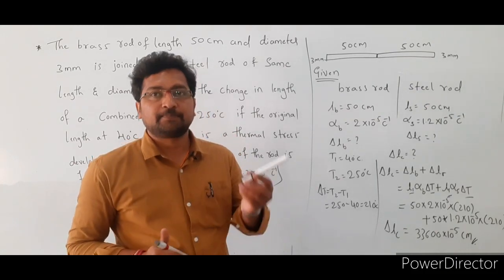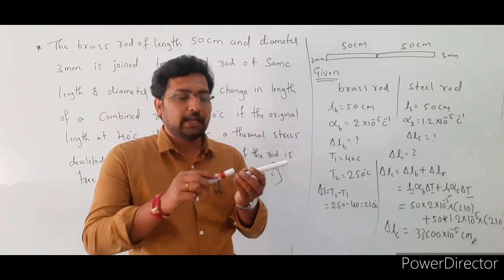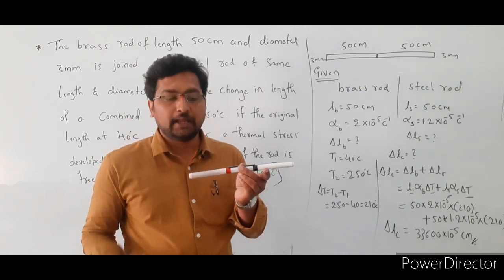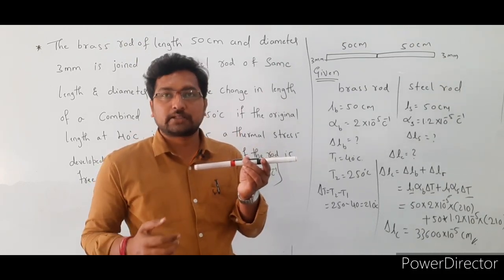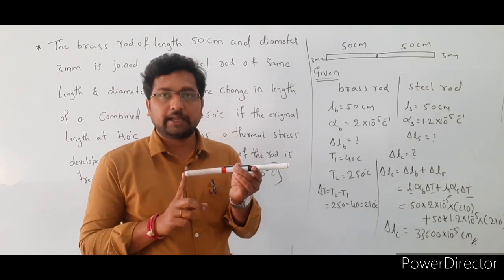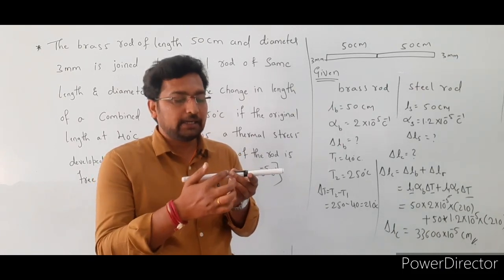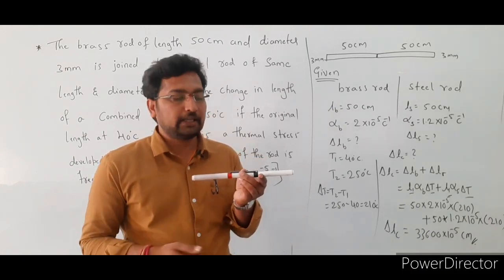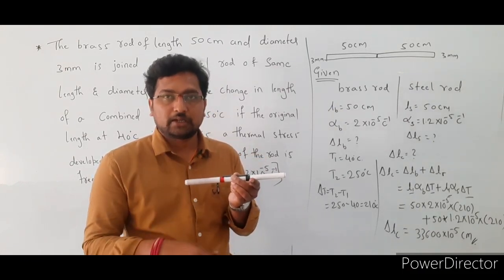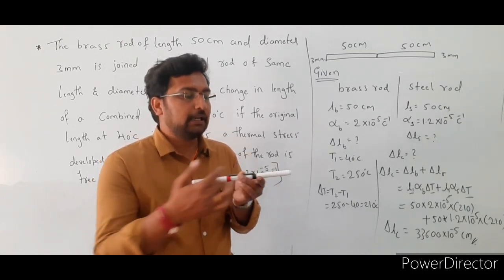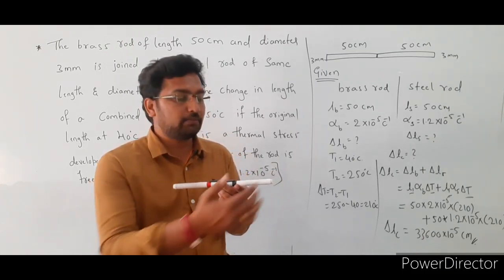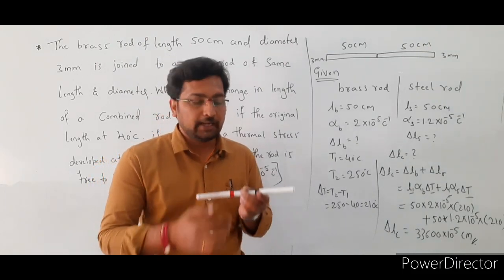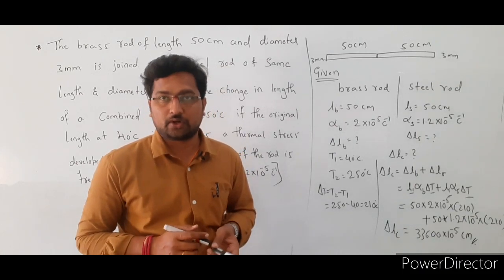But in this case, they are given two rods. This is the first rod and this is the second rod. Both rods are joined end to end, and the other two ends are free. One end is joined with the end of the other rod. Here we supply energy to this combined rod. In that case, the length of the rod increases because both ends are free. So no thermal stress is developed at the junction of these two rods.